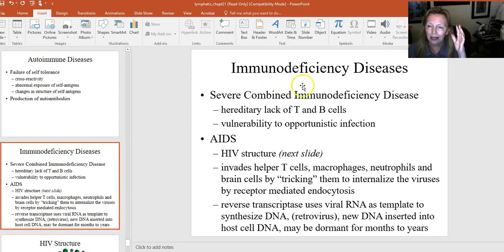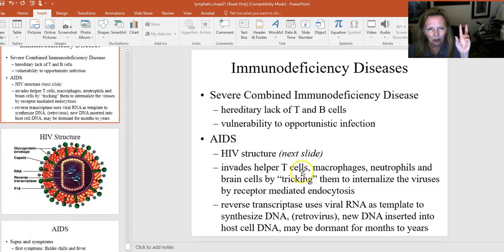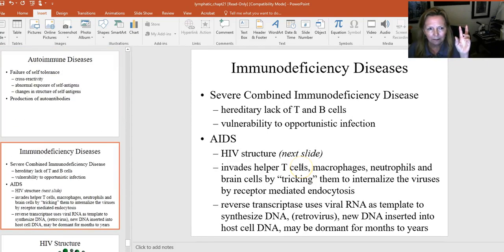But you can also have immunodeficiency disorders. And there are two types of immunodeficiency disorders, and I don't think they're listed here, but I'm going to tell you there's primary immunodeficiency disorders, and there's something called secondary immunodeficiency disorders. Primary immunodeficiency disorders are inherited. So they're inherited immunodeficiencies.